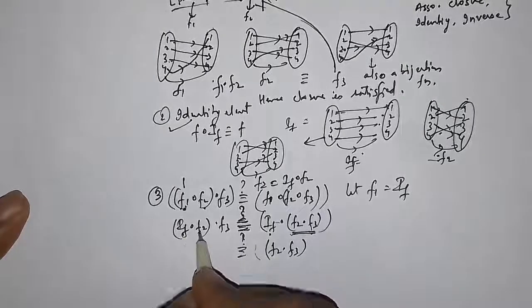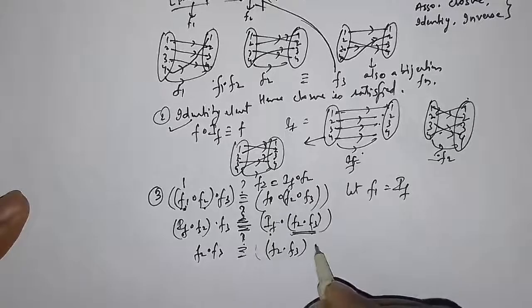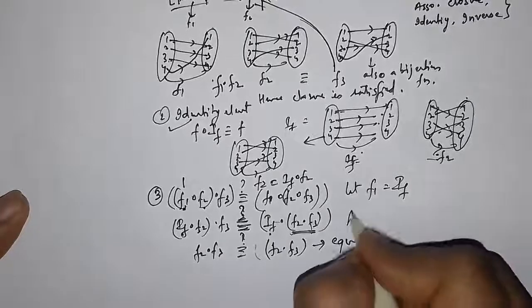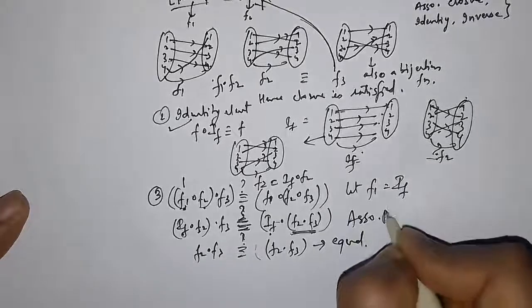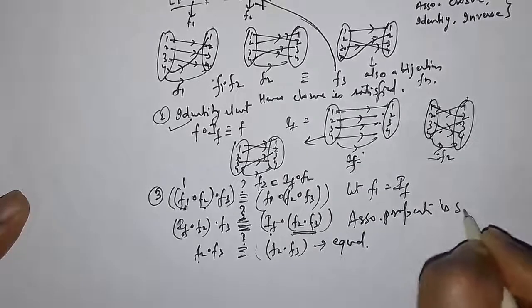If composited with f2 is f2 itself, f2 left with f3, hence both are equal. So the associative property is satisfied.